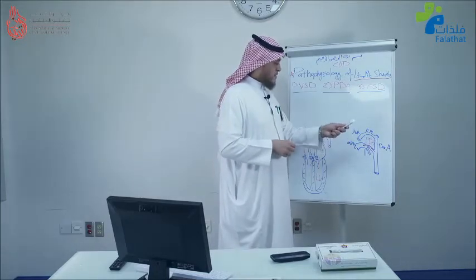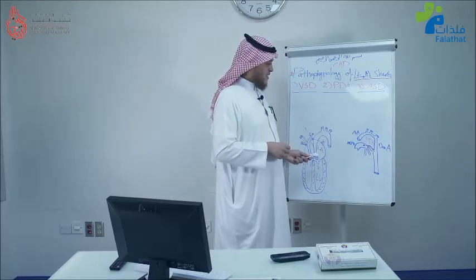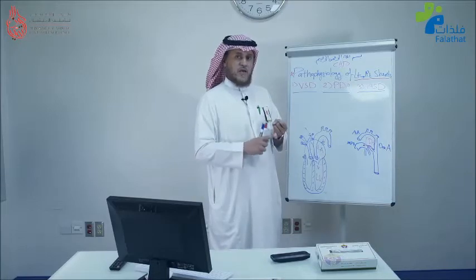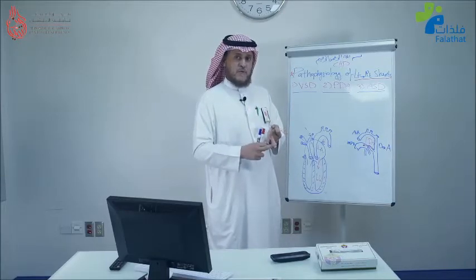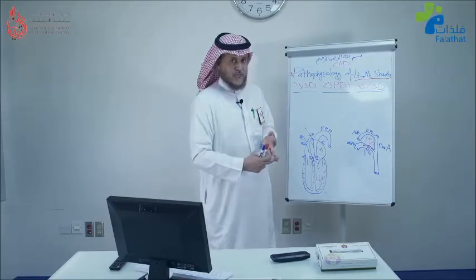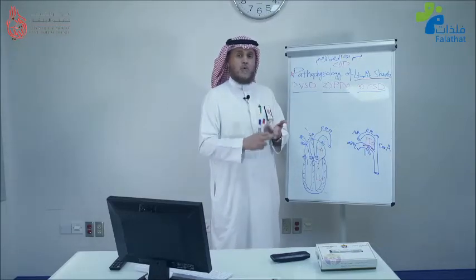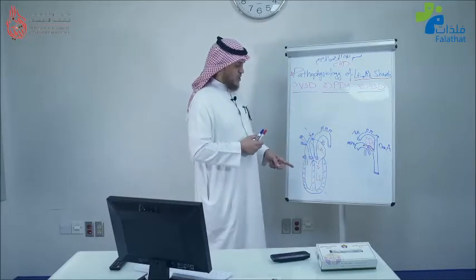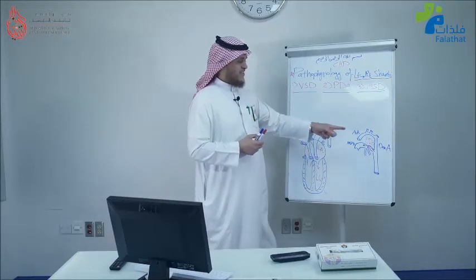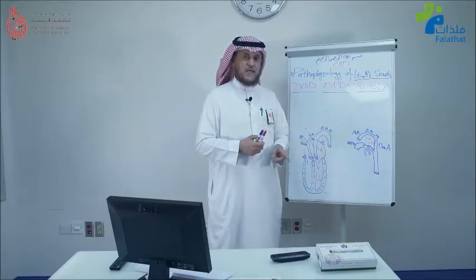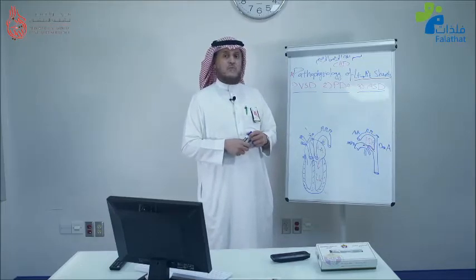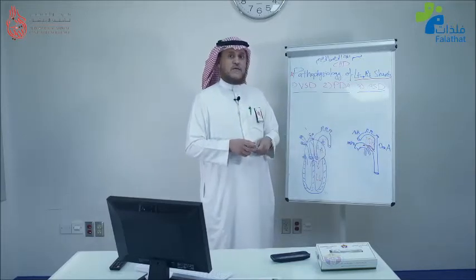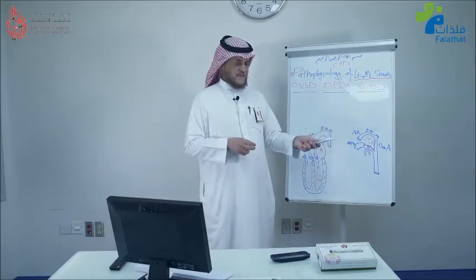So, similar to the VSD but worse is the PDA in causing more left to right shunt, more increased pulmonary blood flow, more pulmonary arteriolar edema, more pulmonary hypertension, more LA and LV dilatation, because it is shunting in systole and diastole. And also Eisenmenger syndrome can complicate PDAs much earlier compared to a VSD.